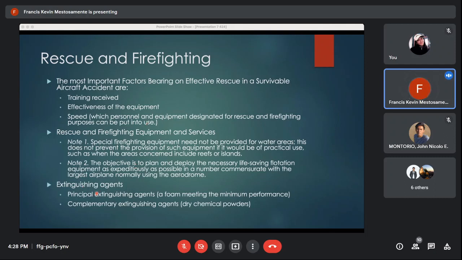Third is extinguishing agent. So we categorize this in two categories. We got the principal and the complementary. The principal is the foam meeting the minimum required performance under the law or the local authority, and the backup one, the complementary, is the dry chemical powder. So may mga laws tayo dyan in detail, and it's categorized under principal and complementary.